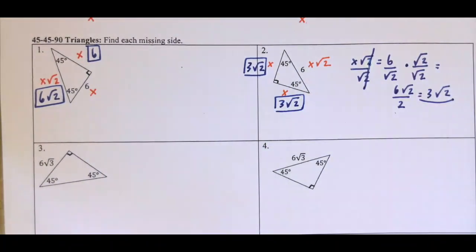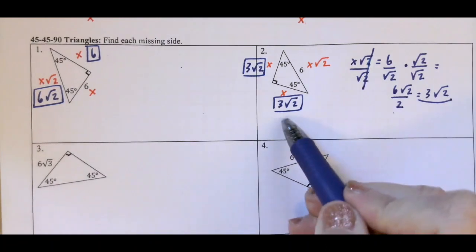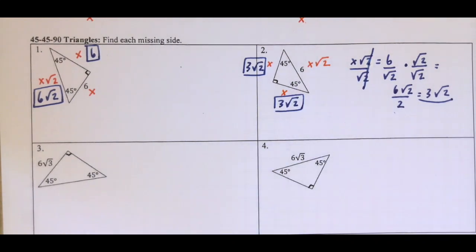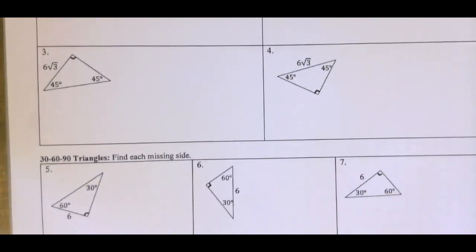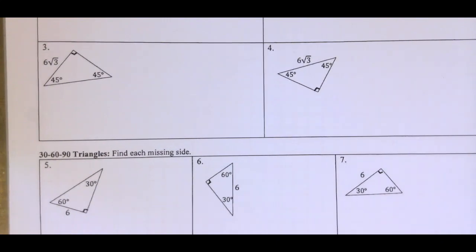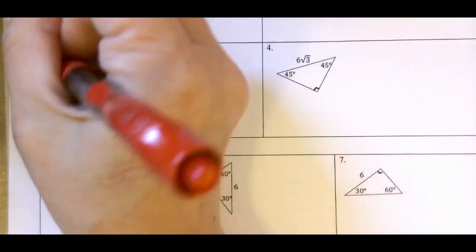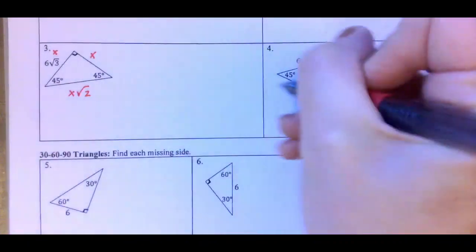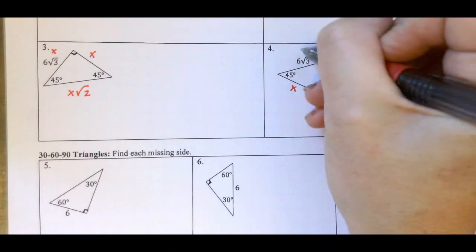Let's say that I wanted to double check. I could always take that 3 root 2 multiplied by root 2. That's 3 times 2. That gets me back to 6. So you can always double check. You could also plug back into Pythagorean theorem and make sure that you've solved correctly, right? A squared plus b squared equals c squared. All right, next row. So here again, these are 45, 45, 90s. The two legs are the same, and the hypotenuse is x root 2. Let me label it for everything.